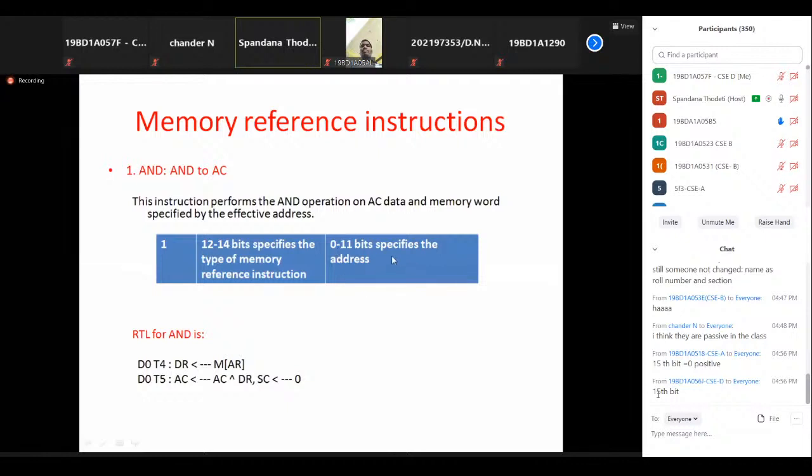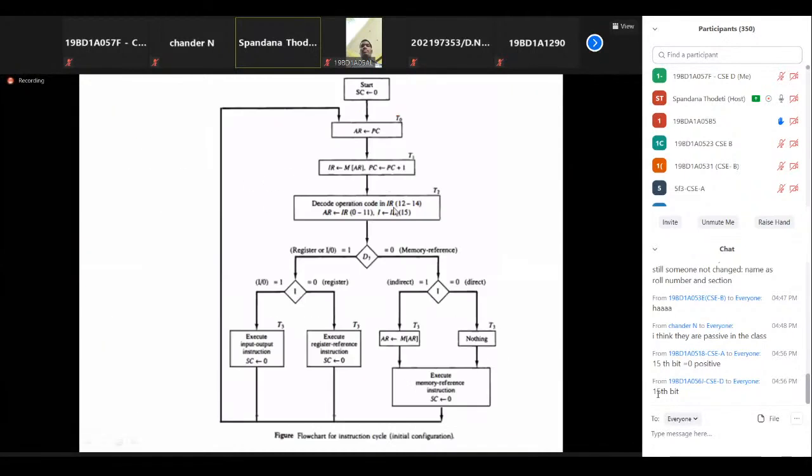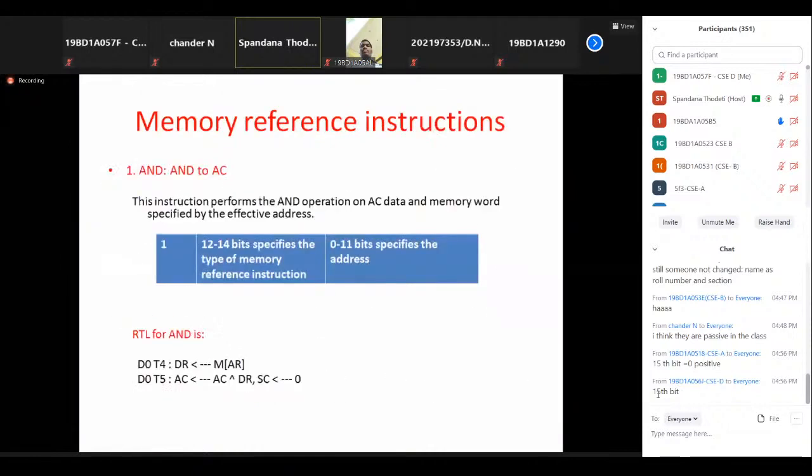So if this address field is something like 50, then AR equals 50, since you know that bits 0 to 11 of IR are placed in the AR, as you see in the instruction cycle. Now go to that memory location AR. That means if it is 50, go to the 50th location. Whatever data is present at the 50th location is moved into the data register, because the data register always holds the data retrieved from main memory. So go to M[AR] and place it in DR. That is done at the T4 clock cycle.